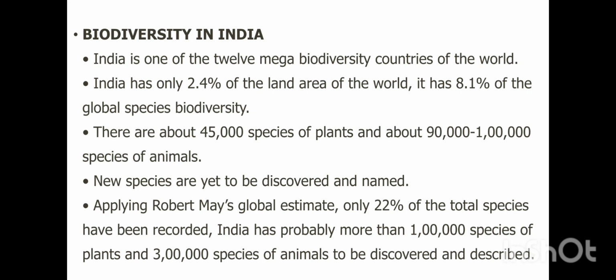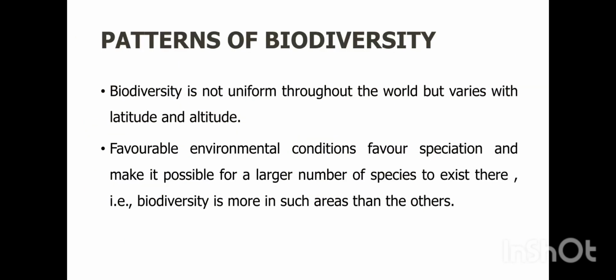Applying Robert May's global estimate, only 22% of total species have been recorded. India has probably more than 1 lakh species of plants and 3 lakh species of animals to be discovered and described. Then patterns of biodiversity: it is not uniform throughout the world but varies with latitude and altitude.